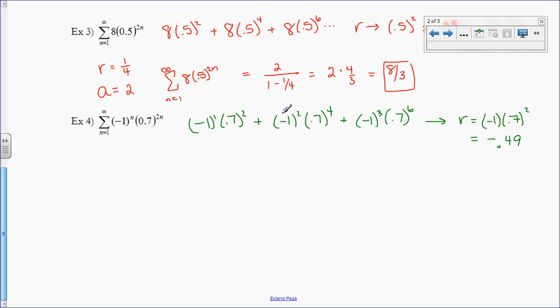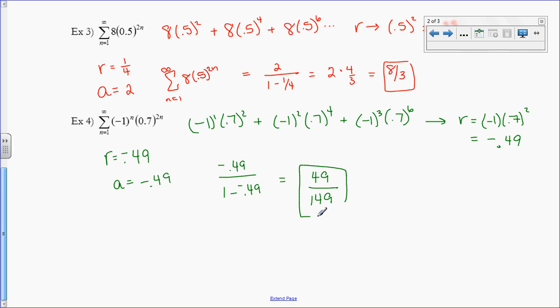Every time negative 1 went up by a power, 0.7 went up by a power 2, so my r was negative times 0.7 squared, negative 0.49. So r is negative 0.49. And a is the first term, which is negative 0.49. So a over 1 minus r is going to give me, when I put it in fractional form, 49 over 149. Okay, technically, that's a negative, pardon me.